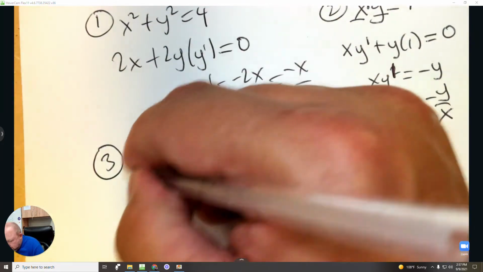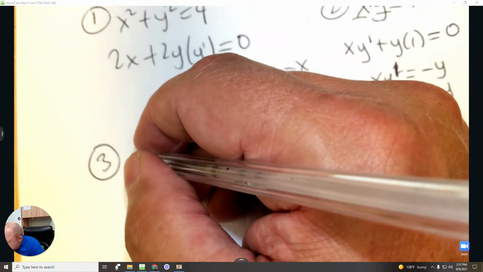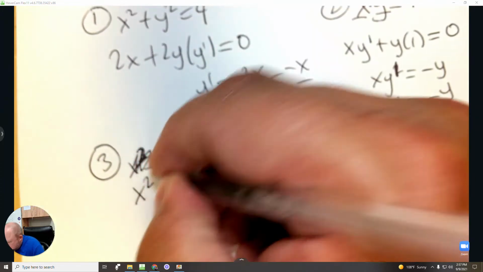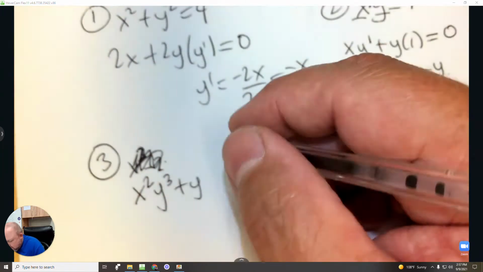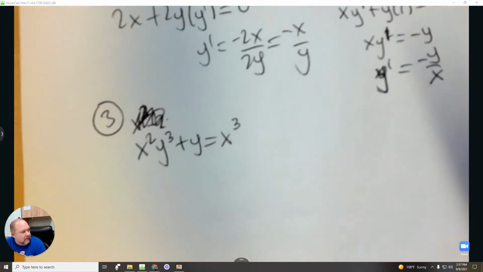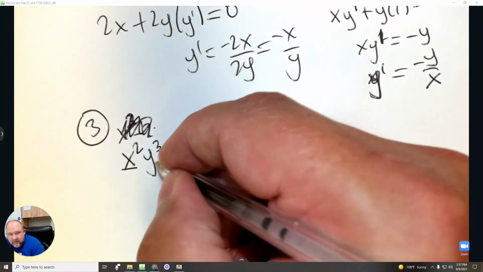We have x cubed. Subtract 2. No, I'm reading the wrong one. X squared. Let's try this again. So x squared y cubed plus y equals x cubed. All right, so we're going to derive implicitly here. So we're going to do the product rule. So we have x squared and y cubed.